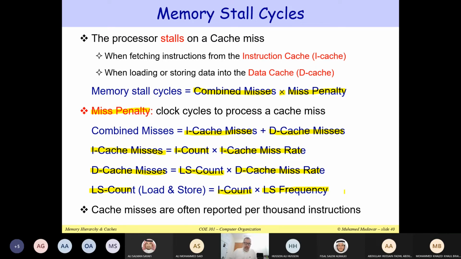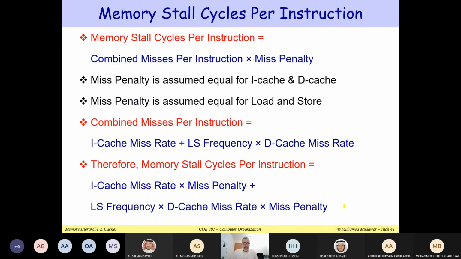Right. So let us take a look here at when people sometimes report cache misses per 1,000 instructions in the program. For example, they can say that out of 1,000 instructions in the program, that number of misses happen in the instruction cache, and this is the number of misses in the data cache. So they report them per 1,000 instructions on average in the program. That's one way to report them.